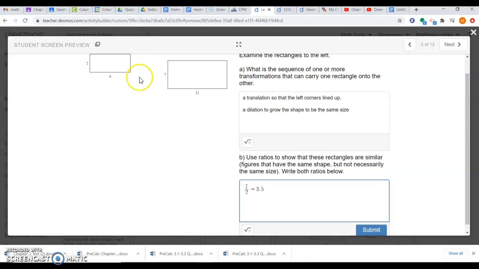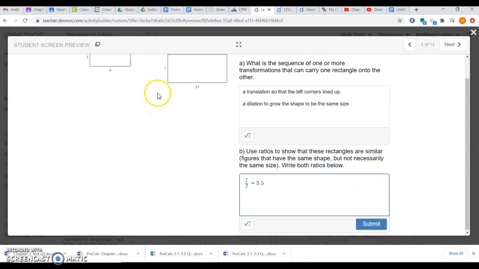And we could see that this would be the same for the other one as well. So if I did 21 divided by 6, keeping the corresponding sides dividing, big divided by little, I would also get 3.5. And so that right there shows that using these ratios, these shapes are similar because they had the same zoom factor.